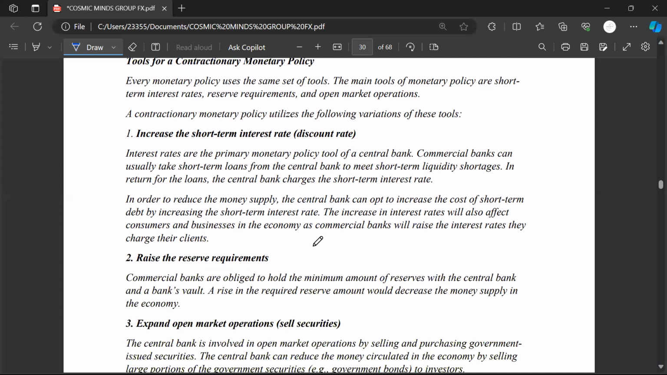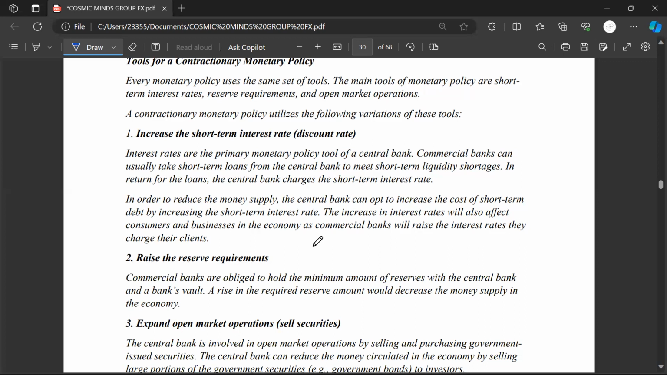Now, one: increase the short-term interest rate. Interest rates are the primary monetary policy tool for central banks. Commercial banks can usually take short-term loans from the central bank to meet short-term liquidity shortages. In return for the loans, the central bank charges the short-term interest rate. In order to reduce the money supply, the central bank can opt to increase the cost of short-term debt by increasing the short-term interest rate.